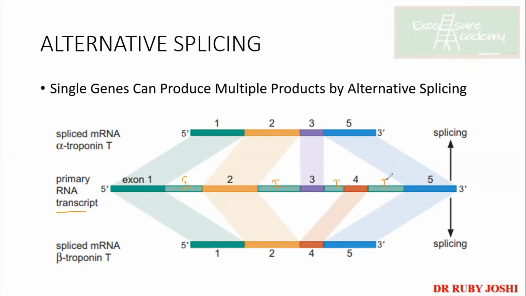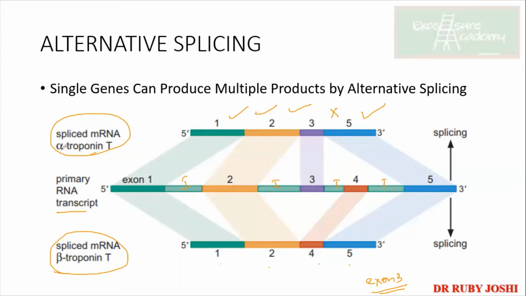Okay. Now, if the splicing happens and I get the sequences 1, 2, 4, and 5, so there is no exon 3 taken. This results in the formation of spliced mRNA beta troponin T. Now, if suppose the splicing happens in such a way that 1, 2, 3, no 4, and 5 has been taken, then it results in the formation of your alpha troponin T. So it is the same transcript which will result in the different forms of your protein. So alpha, beta, just 1 or 2 domains are here and there because of the alternative splicing. It will give you different isoforms of the protein.